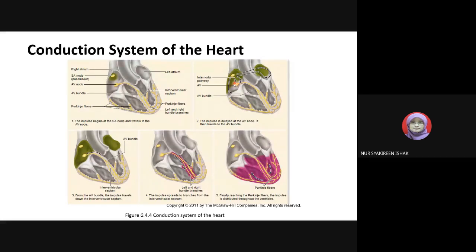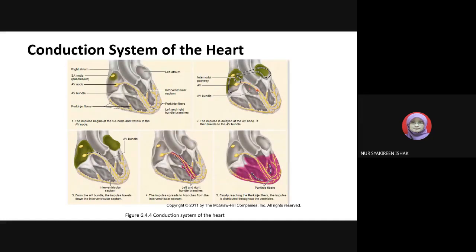So this is where the impulse will take a break for a moment. Okay, take a break for a moment at the AV node before it spreads along the AV bundle. Okay, the AV bundle, and along the Purkinje fibers along the wall of the ventricle. Okay, so itu dia punya flow dia lah.